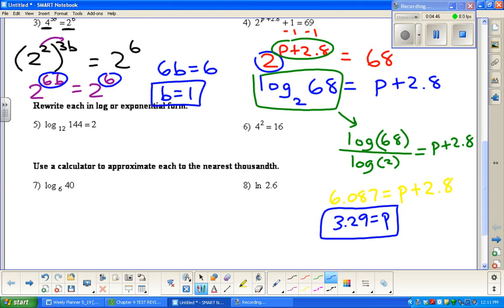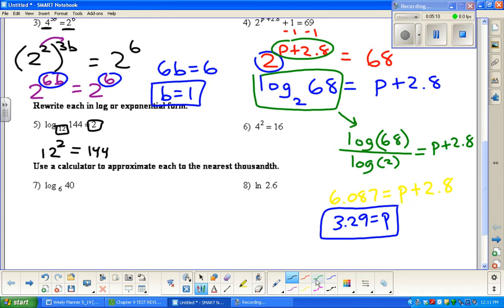All right, number 5 and 6, kind of doing what we just did, just kind of changing forms. So with number 5, again, I always start with what's the base. So the base is the little subscript there. So 12 to the second power equals 144. So that's an equivalent equation to what they gave us in log form. We just rewrote it in exponential form.